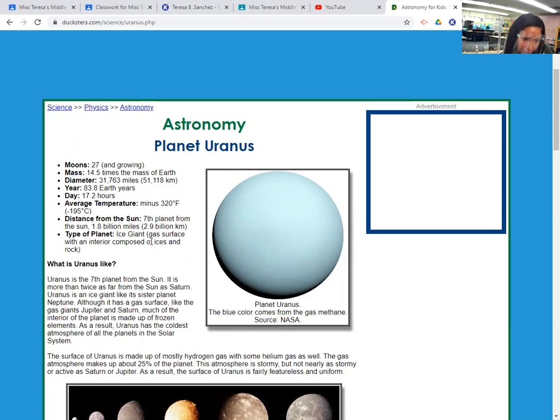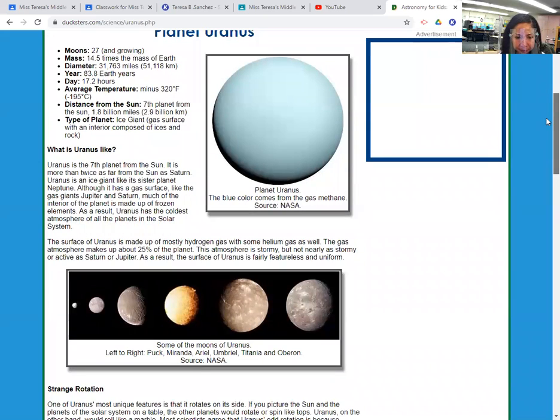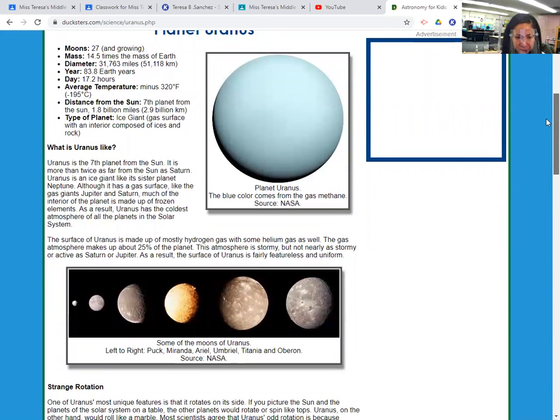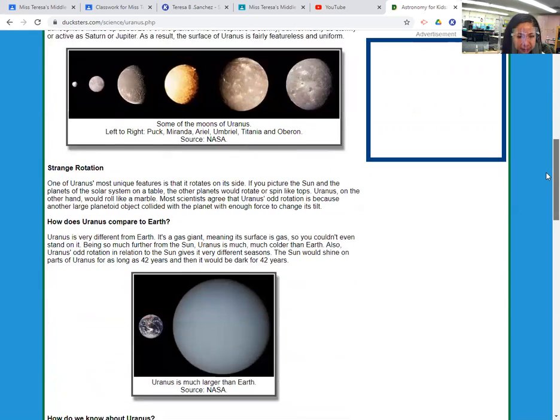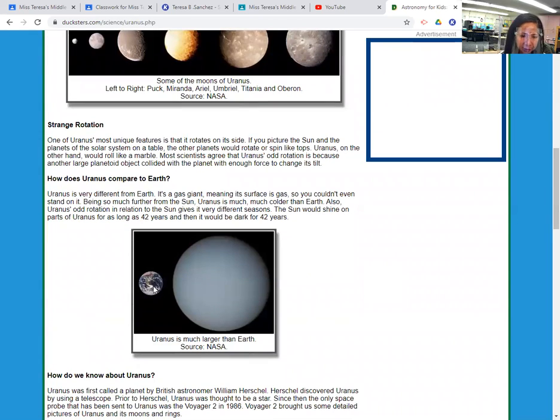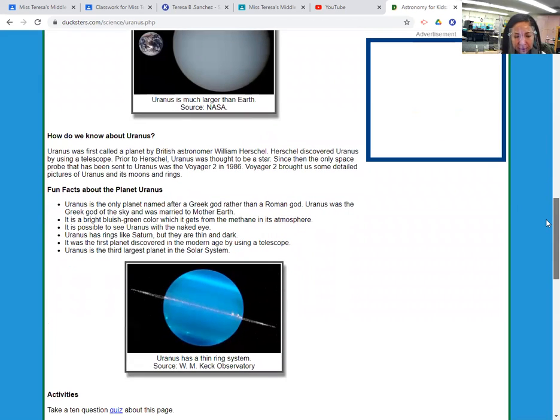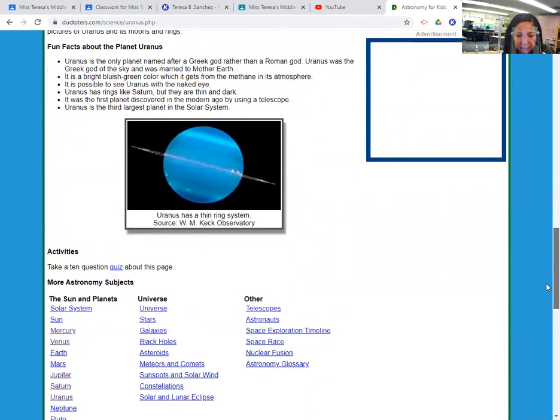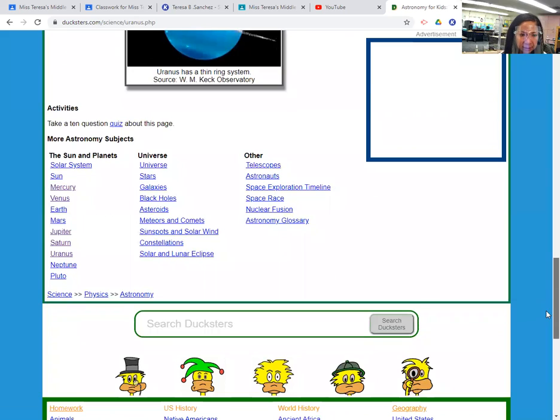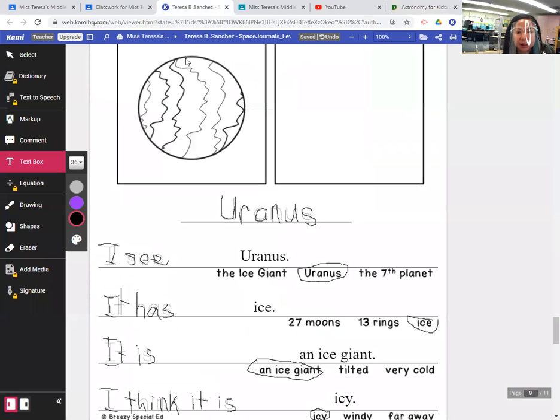So it has a gas surface with an interior composed of ices and rock. That sounds cool. Okay. And these are pictures of some of the moons of Uranus. And this is a picture of the Earth and Uranus next to each other, compared. So you see that the planet Uranus is much larger than the planet Earth. It's kind of a bluish color, and it has a thin ring system. They're very thin, so I guess they're not as easy to see as the rings on Saturn.